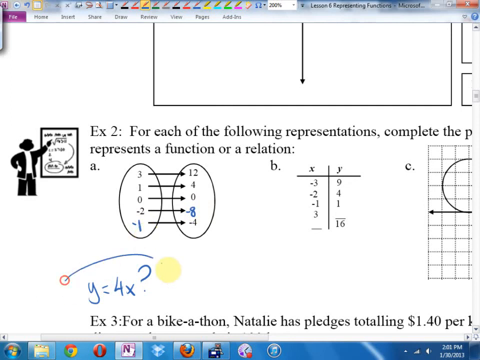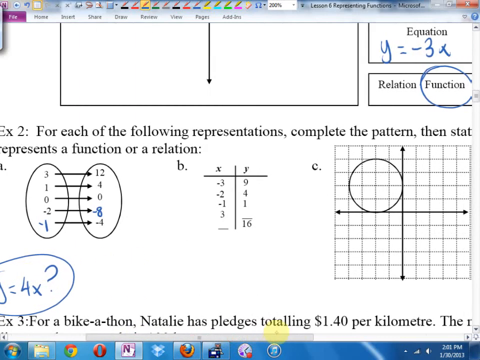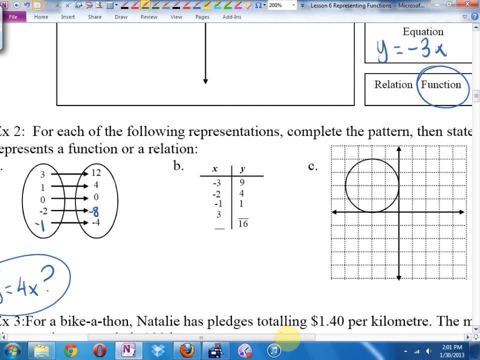Well, the nice thing is, because it's an equation, I'm going to tell you, because it's a linear equation, all lines are functions except one, a vertical line. And a vertical line, you'll learn in a little while how to spot it. This is not a vertical line. This is a function. B. Forgot to write here, function. B.